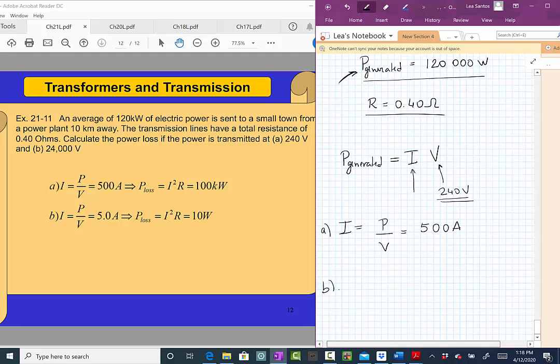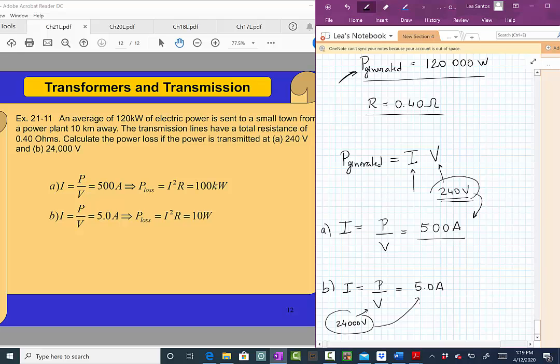For part B, I use the same equation. I use now a transformer that is a step up, that is going to give us 24,000 volts. So if I put here this 24,000 volts, I'll get a current that is much smaller. It's just 5 amps. So in this case, if instead I have a large voltage, I have a small current.